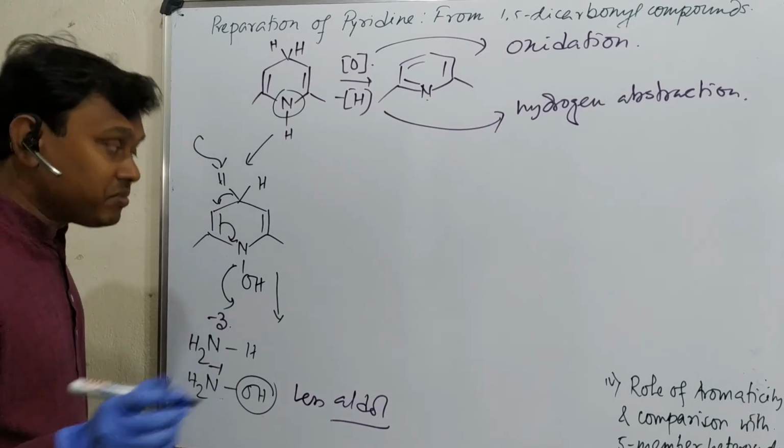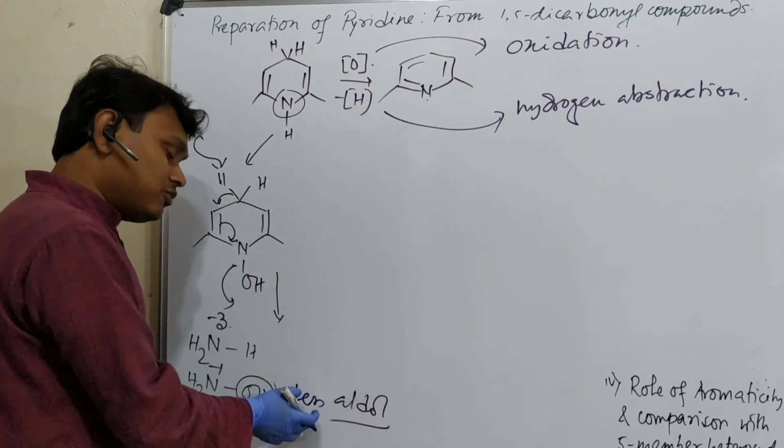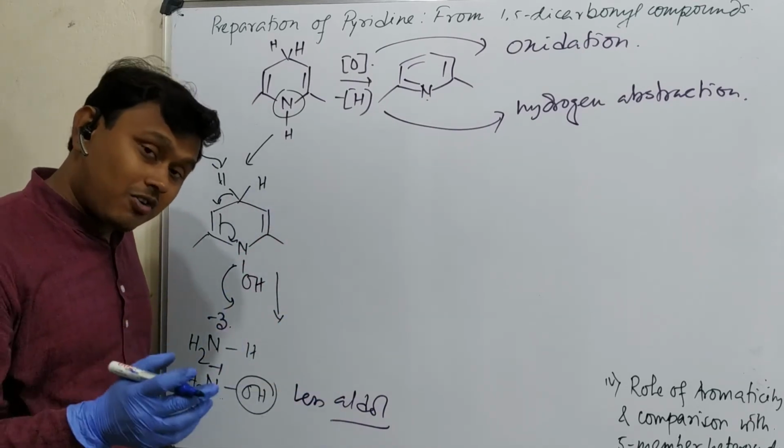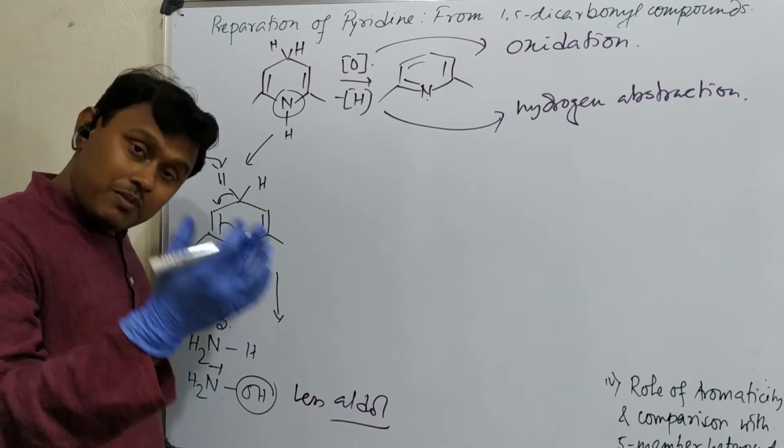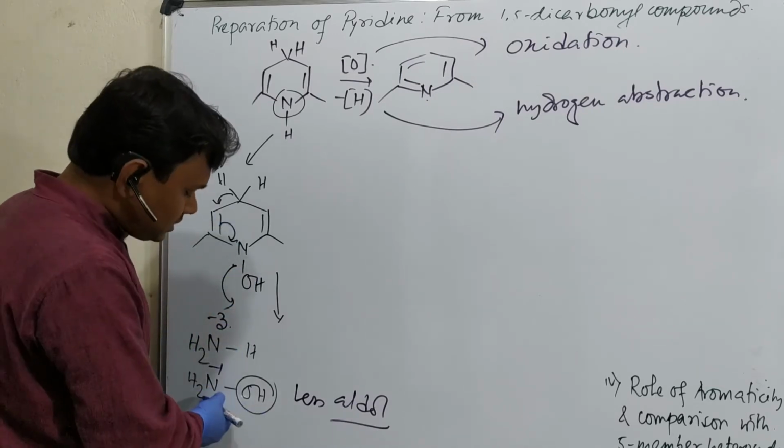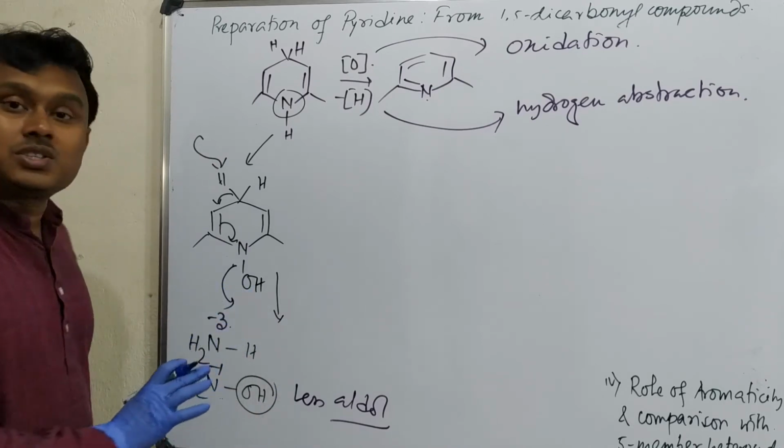For the first step, when the 1,5-dicarbonyl plus ammonia is reacting, there is a chance of aldol condensation, which results in some other unwanted product. So less chance for this. So this is one of the methods.